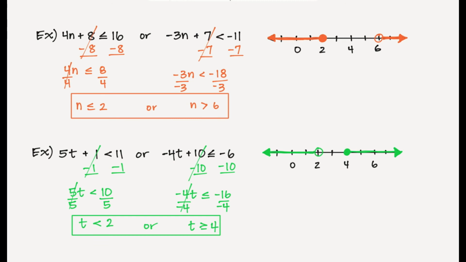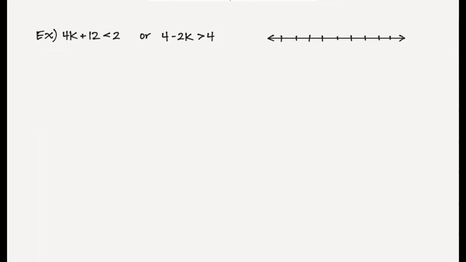So I have one more example for us, and it's another OR compound inequality. So let's subtract 12 from both sides. We're left with 4k is less than negative 10. We're going to divide both sides by 4, and you could divide it, or you could just reduce this fraction to negative 5 halves or negative 2.5.